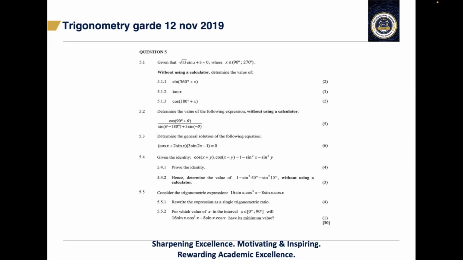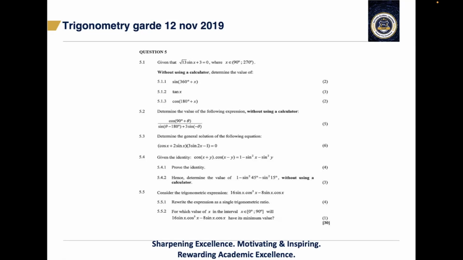Show that square root 13 sine x plus 3 is equal to 0. It's the same thing that you were doing in grade 11 for this question. You just have to solve for sine x and make it the subject of the formula and find the answers as you go on about answering your questions.